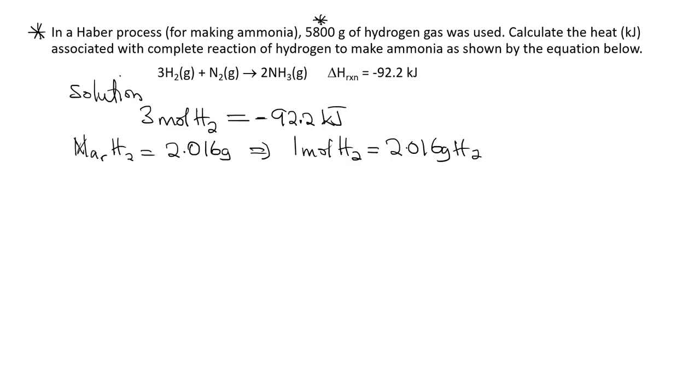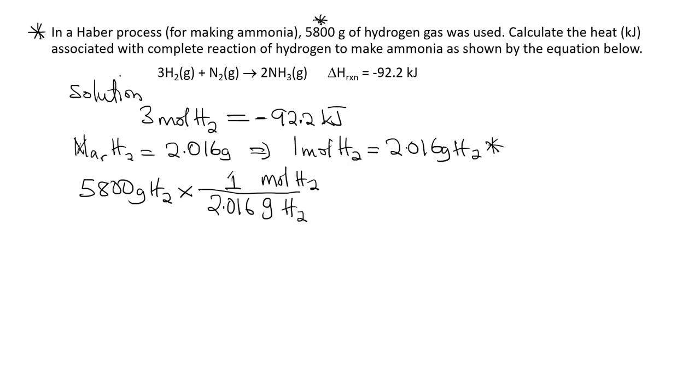So our given quantity, in this case where we are converting mass of hydrogen to moles of hydrogen, is 5,800 grams hydrogen times, so we are using this conversion factor: grams hydrogen, then moles hydrogen. In this case, that is 2.016 grams to 1 mole. So that gives us the moles of hydrogen.